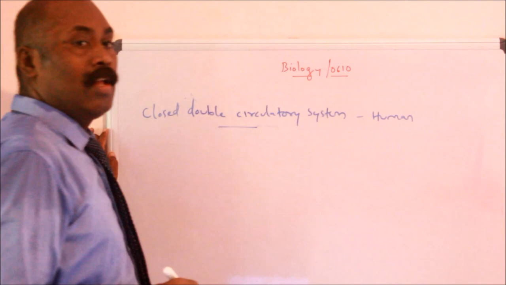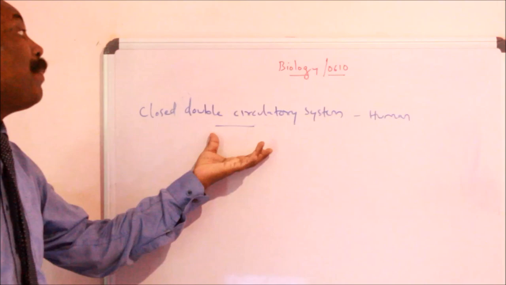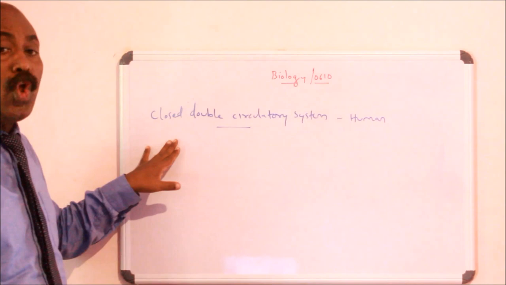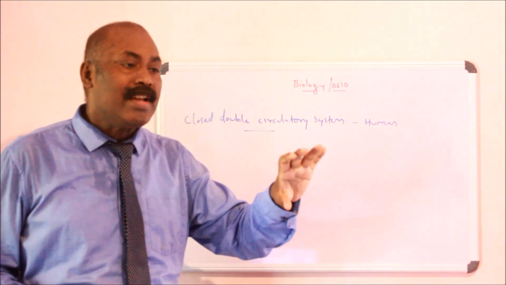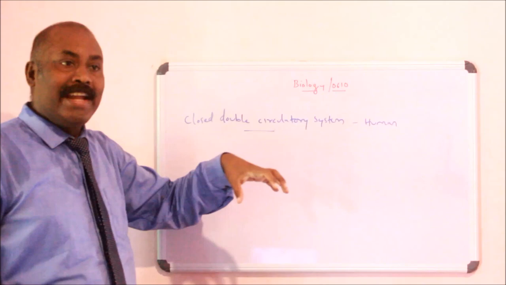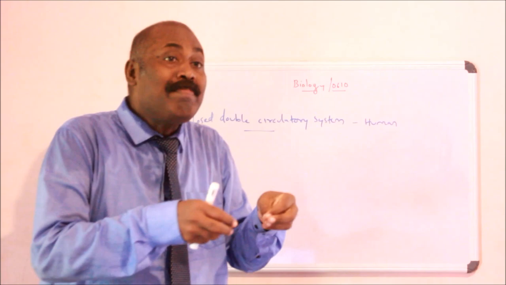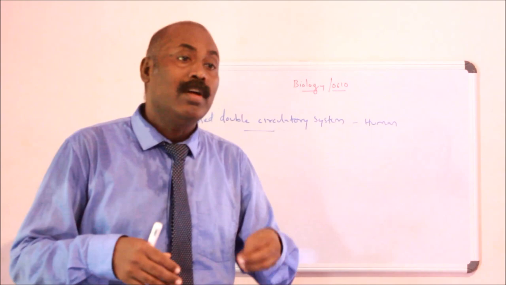Now, what do you mean by closed? What do you mean by double? These two things everyone should know very well. Closed circulatory system means the blood is flowing through arteries, veins, capillaries, and it is closed. It is moving through blood vessels, and only from the capillaries does the exchange take place. The exchange of food, oxygen and waste takes place from the capillaries.